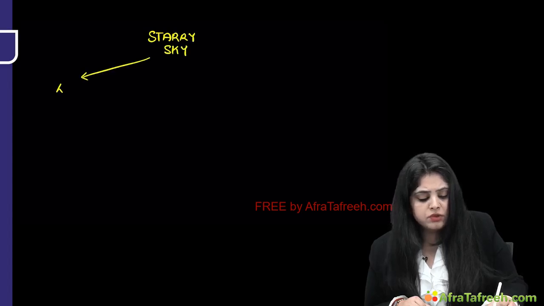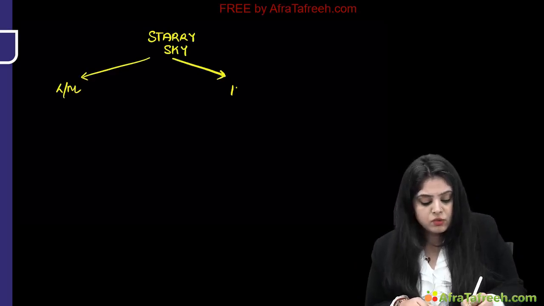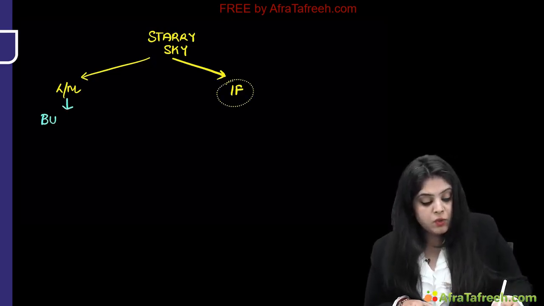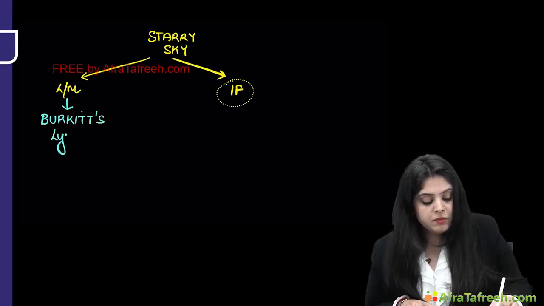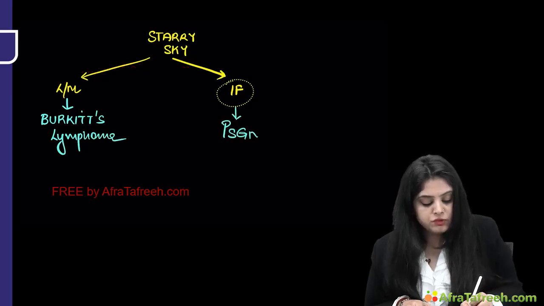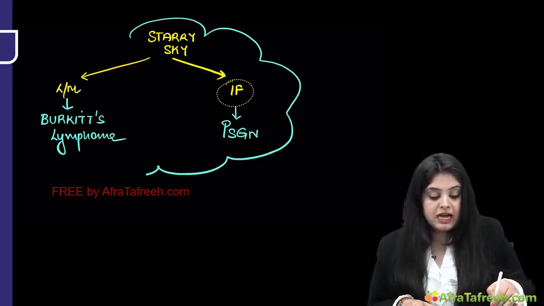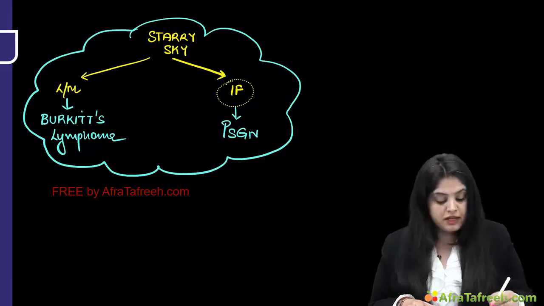So one of them is on a routine light microscope, the pink and blue. One of them, like I told you over here, is the shiny immunofluorescence. So please remember, the light microscope one is Burkitt's lymphoma. Burkitt's lymphoma shows you a starry sky pattern, and PSGN over here on immunofluorescence shows you the starry sky pattern.